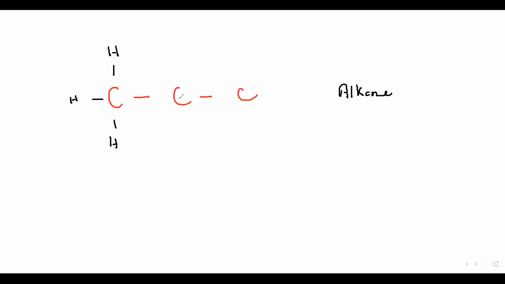The central carbon, two of the bonds are already formed. So how many hydrogens can it adjust? Because carbon maximum can adjust four bonds. So if two are already formed, how many are left?